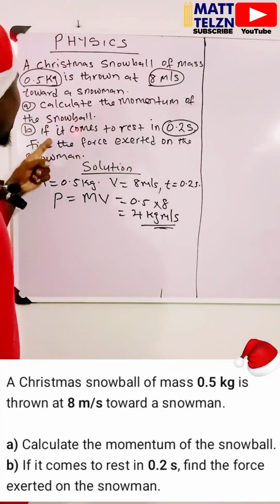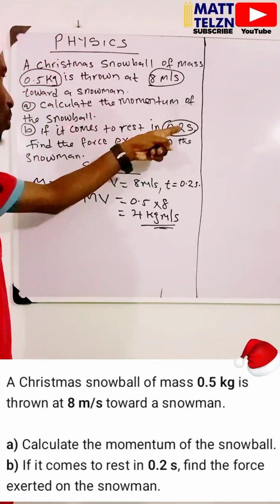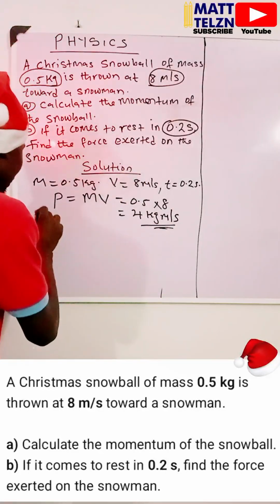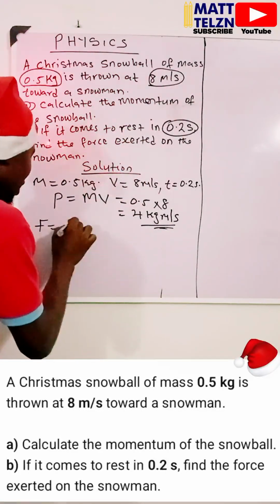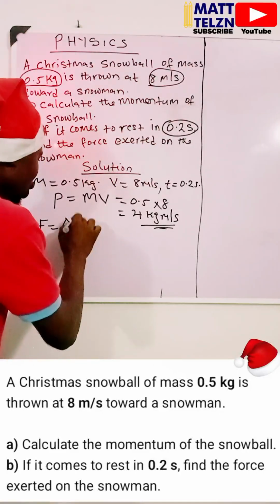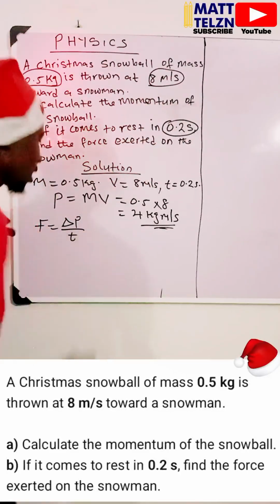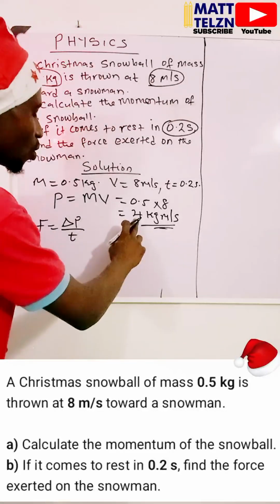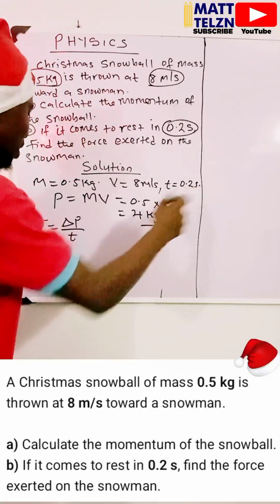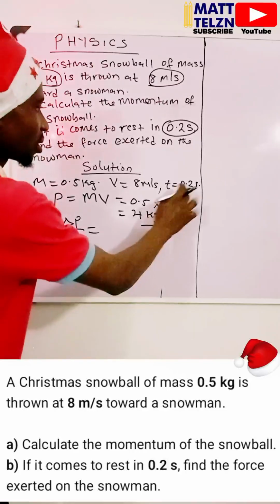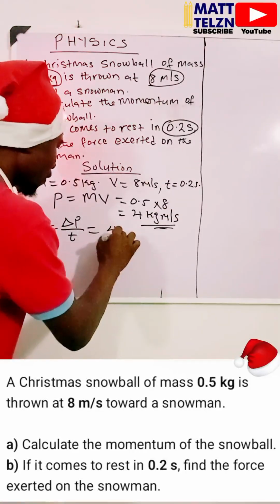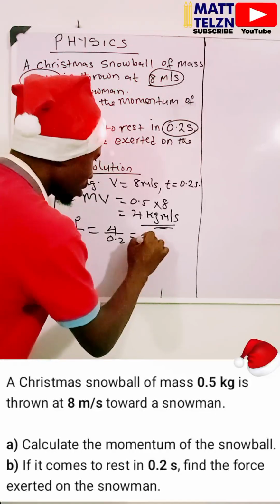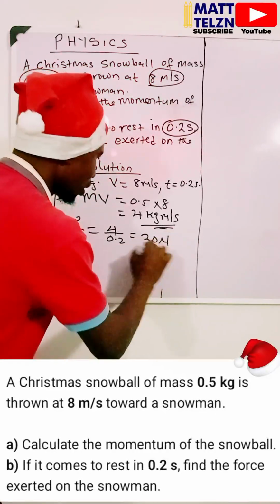The next, B: if it comes to rest in 0.2 seconds, find the force. Now, force F is equal to change in momentum over time, right? Our momentum is 4 kilogram meter per second and my time is 0.2. So what I have is 4 divided by 0.2. This is going to give me 20 Newton.